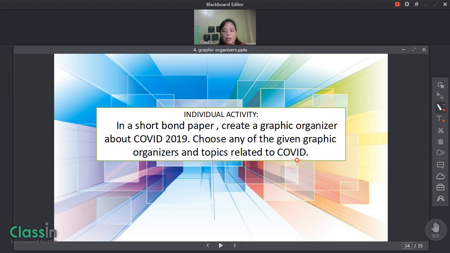If you want, the topic can be about safety measures or safety precautions for COVID, and health protocols about COVID. So you can choose any topic about COVID and any graphic organizer which you think is suited to use for the topic that you have chosen.